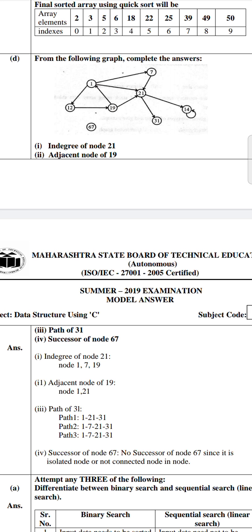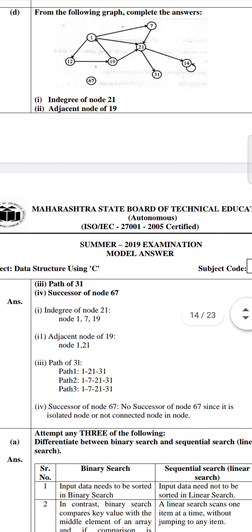So you have to apply this logic. If you first identify what are the neighboring nodes of 19, and then you can identify whether a path exists or not. If a path exists, then and only then it is the adjacent node. So in the second bit, the adjacent nodes of 19 are node 1 and node 21.